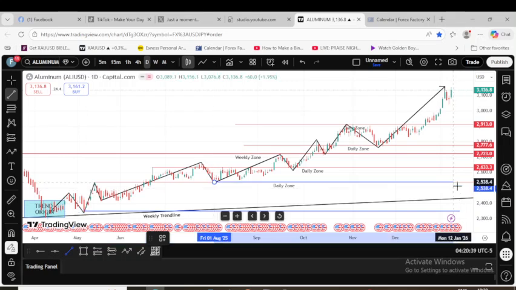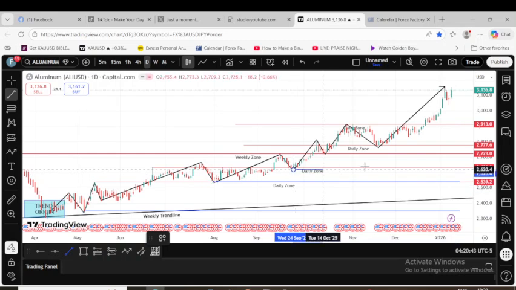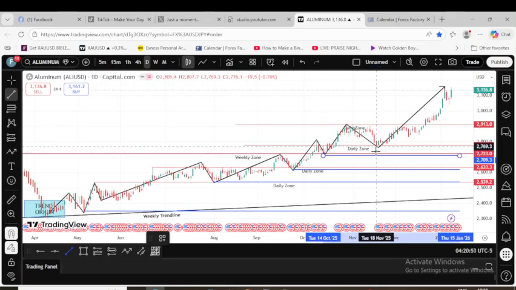Another thing that's somewhat interesting is how almost all the higher lows seem to perfectly align with our zones, our daily zones, weekly zones, and monthly zones. Each of them seems to almost perfectly align with this.